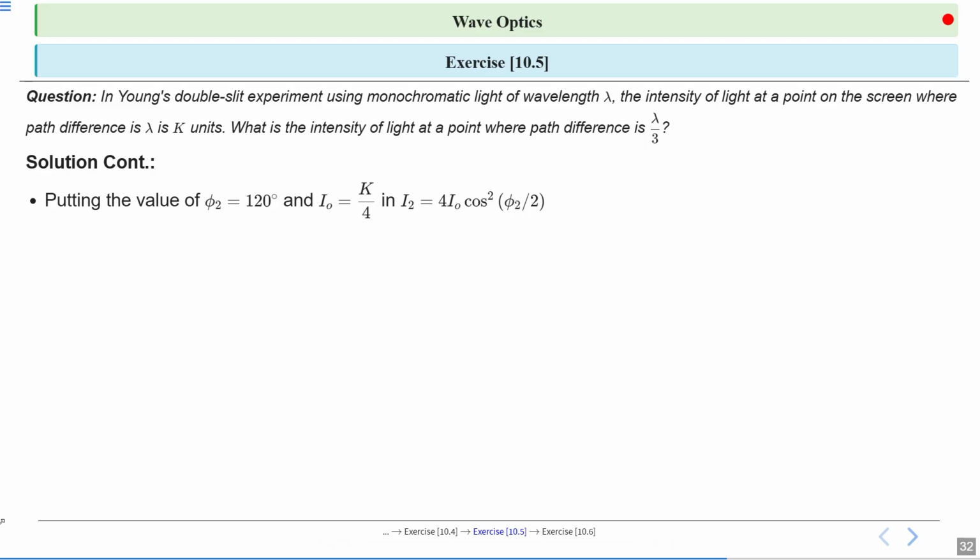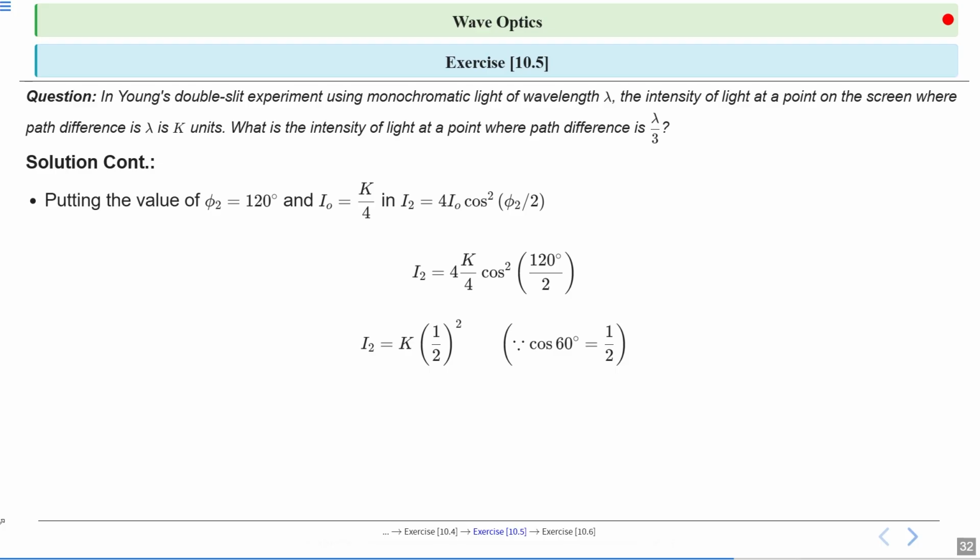Okay, so now let's continue with the solution. We start by substituting the given values into our intensity formula. Here phi 2 is 120 degrees, and I0 is K by 4. So now put it in the formula for resultant intensity. I2 equal to 4I0 cos square phi 2 upon 2. So put these values. What is I0? K by 4. So 4 into K by 4 cos square, what is phi 2? It is 120 degrees. So 120 degrees upon 2.